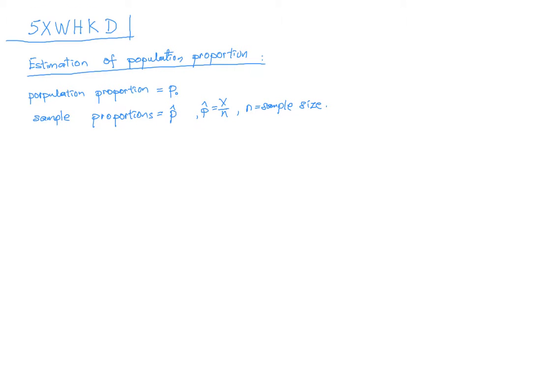Population proportion, usually we use P naught. In a real situation, we are not able to know the population proportion. So we assume that particular sample proportion as the population proportion. So for our sample proportion distribution, there are two conditions.